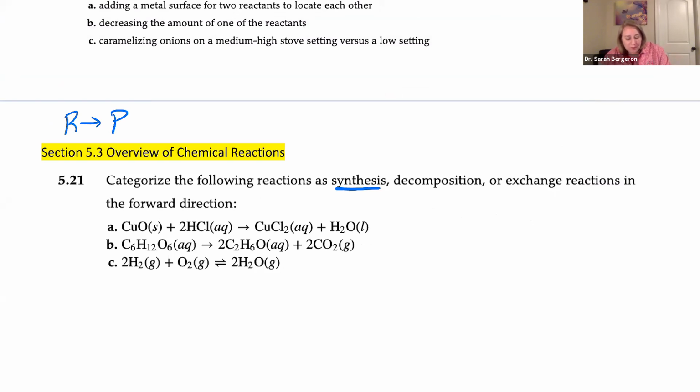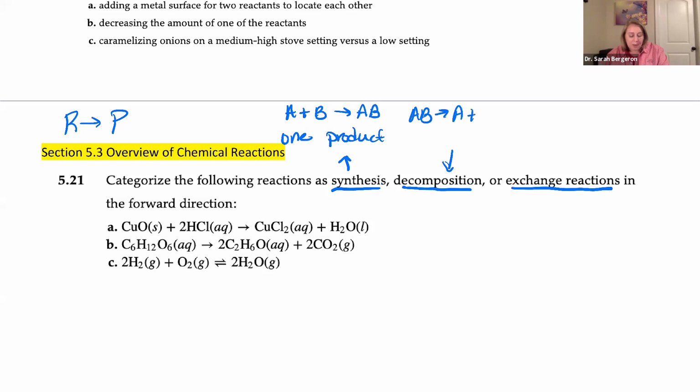So let's give ourselves a general definition of what we are looking for in each of the 3. In a synthesis reaction, you're making something. It's A plus B goes to AB. So what we're looking for is one product. Decomposition is the opposite. We go from AB to A plus B. So in this case, we're going to have one reactant.